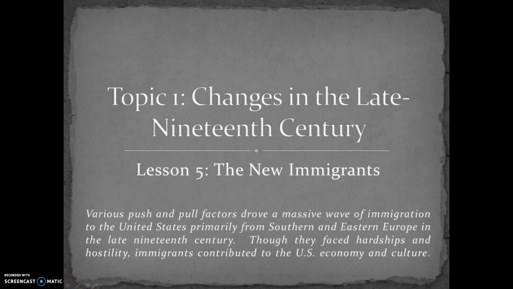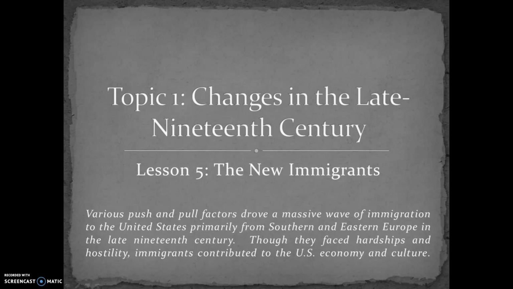Hello, students. The last change from the late 19th century that we're going to examine is the arrival of the so-called new immigrants. This term is generally applied to the massive influx of immigration to the United States in the late 19th, early 20th century from countries in Southern and Eastern Europe, particularly Italy, Greece, Poland, and Russia. But this time period will also see a significant number of migrants from China and Mexico.